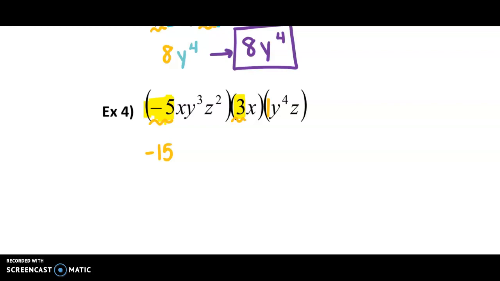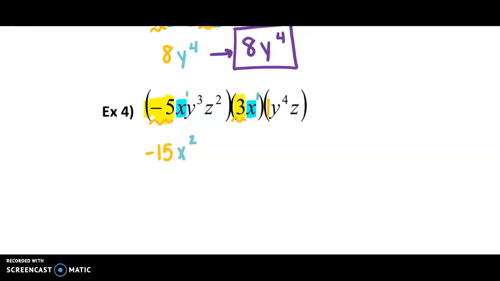Now let's look to see what else we can combine. I have an x that's being raised to the first power, and I have another x over here that's also being raised to the first power. I don't have an x in my last one, and that's okay. I don't need to have an x. So I'm going to have x to the first times x to the first. Same bases being multiplied together, because when parentheses butt up next to each other, that means you're multiplying. I'm going to add the exponents. 1 plus 1 is 2, so that's going to give me x squared.